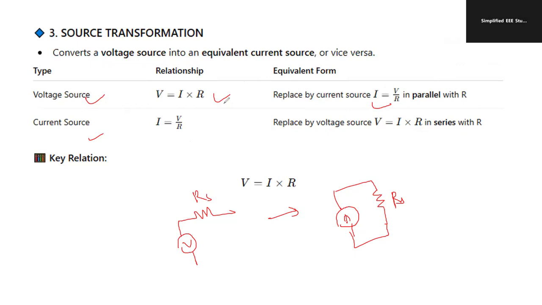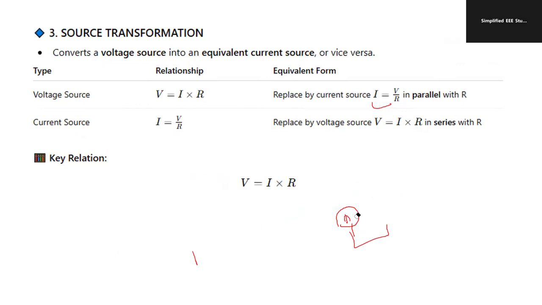Okay, so it is replaced by a voltage source V equal to I into R, in series with R. So this is regarding voltage source and current source. Try to understand what an ideal current source and an ideal voltage source are. Practically speaking, there is no ideal current or voltage source existing. All are practical sources only.